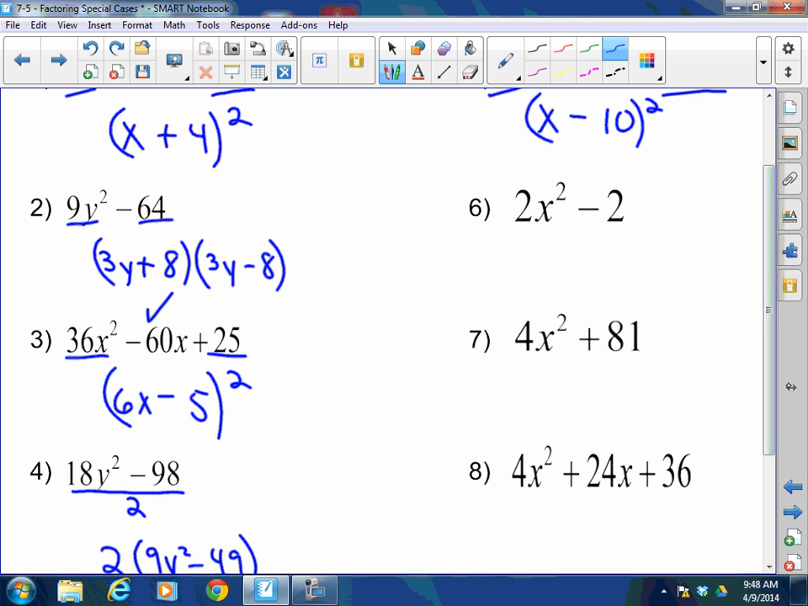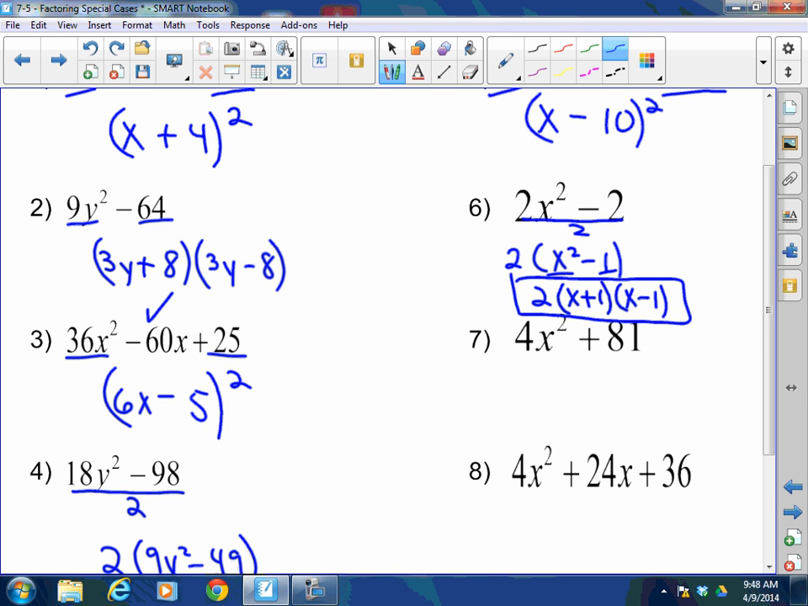2x squared minus 2, are those perfect squares? No, they're not. But can I factor out a GCF? Yes, I can factor out a 2. When I factor out a 2, I get x squared minus 1. Is x squared a perfect square? Is 1 a perfect square? Yes, 1 times 1 is 1. So I've got 2 times x plus 1 times x minus 1. Very good. Square root of the first plus square root of the second times square root of the first minus square root of the second.